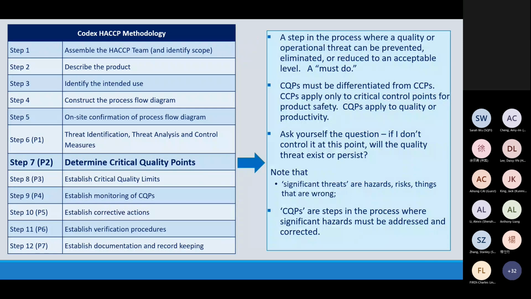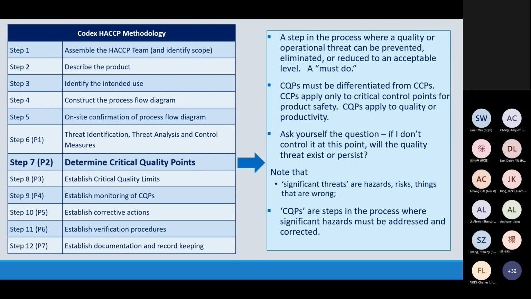Then, of course, we get to determine critical quality points. And what are critical quality points? They're steps in the process where a quality or operational threat can be prevented, eliminated, or reduced to an acceptable level. It's a must do. It's a step in the process where you must do something to get the quality right.